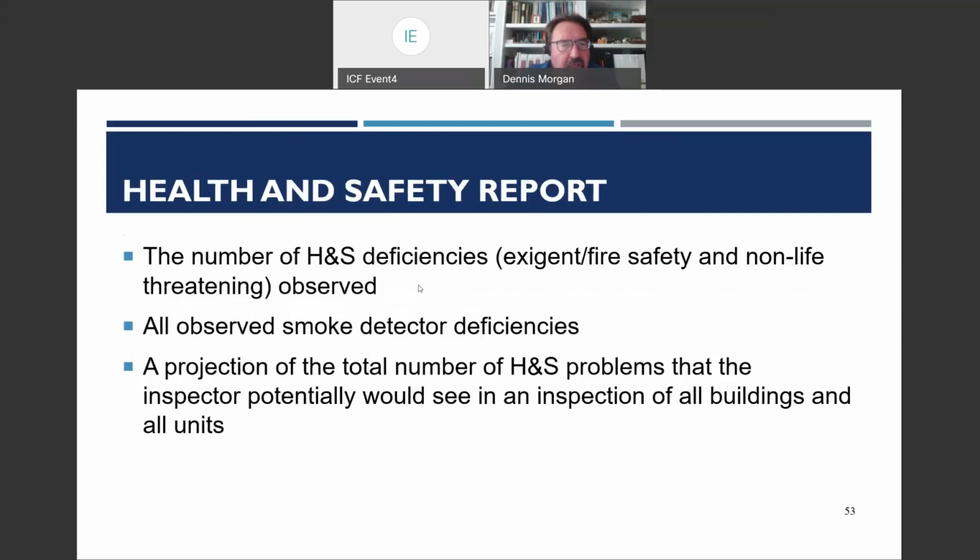That report is also going to include the number that they observed and where they observed it, and the smoke detector deficiencies, as well as a projection in terms of the total number that they would see if they inspected all your buildings and all your units. Be very attentive to that projection number, because that's looking at systemic or systematic health and safety issues that could be occurring on your properties that either your management or you are not taking a look at, or that your maintenance is missing, that are very, very important items for that particular property as well.